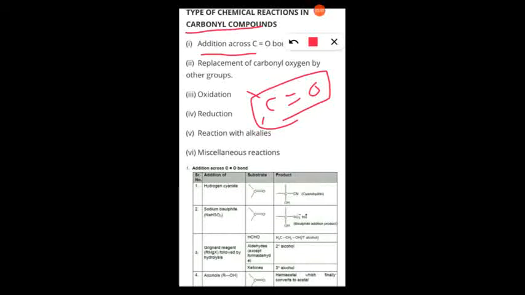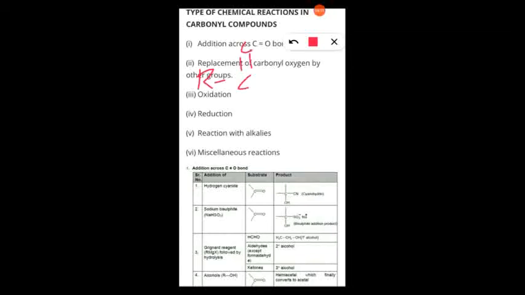carbonyl compound. So here in this what happened? Addition across C double bond O. How does this reaction take place? Now see here, this carbonyl group, that is R C double bond O and H. What happened?